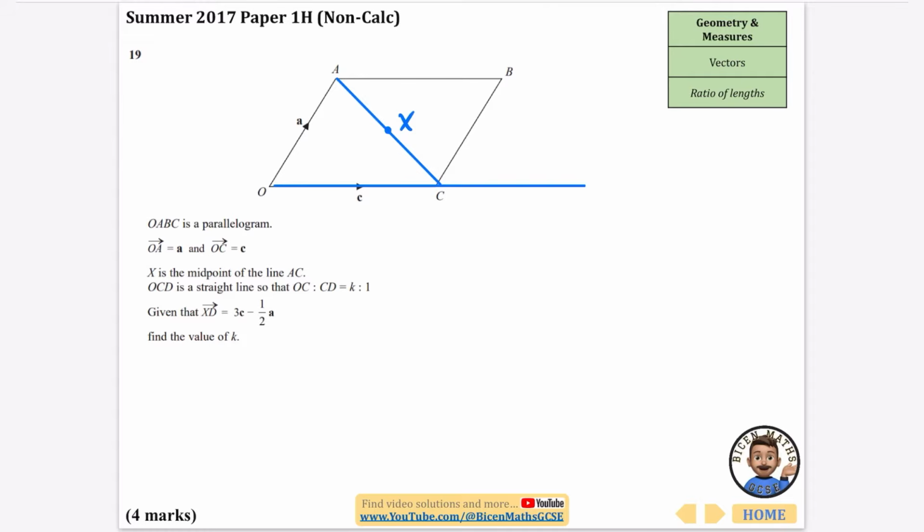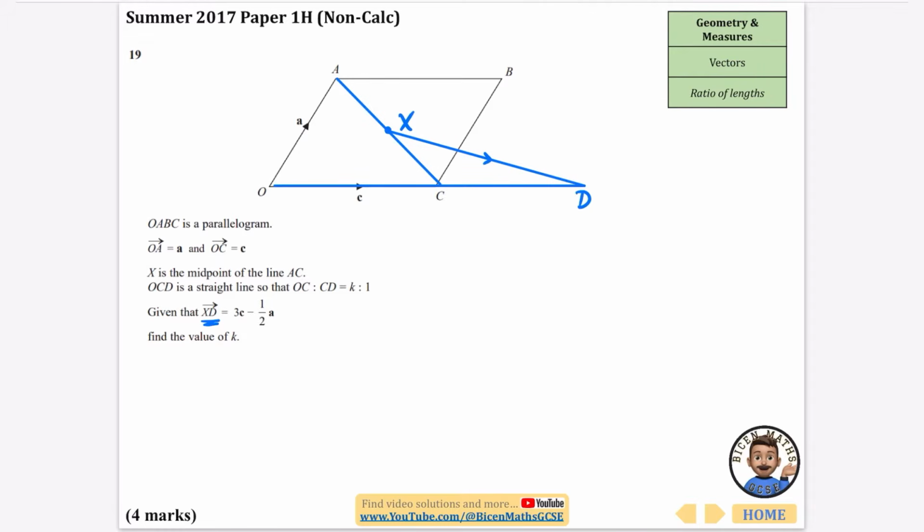I don't really know how long it's actually going to be, but I'm going to put D over here somewhere. And it says here that the vector XD is given as 3C minus a half A. So I'm going to connect these two things together. This is my XD that we've got here. And I think that's definitely going to be the thing that I'm interested in this question.